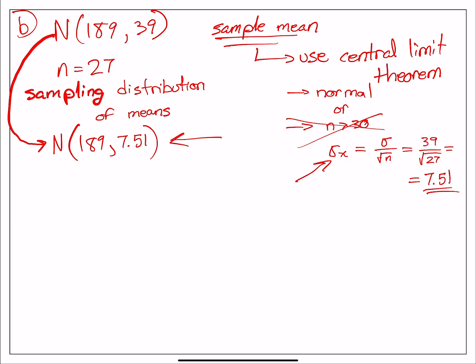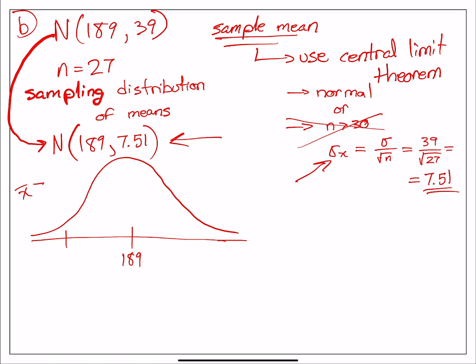So what do we start with? We're going to start with the exact same thing. We're going to draw a picture. And after we draw a picture, what goes in the middle? 189 goes in the middle. What are we going to put here? We're going to put the value that we're looking for. We're trying to find out what's the probability that the mean of our sample, x bar, is greater than 148. So we're going to put the 148 here.